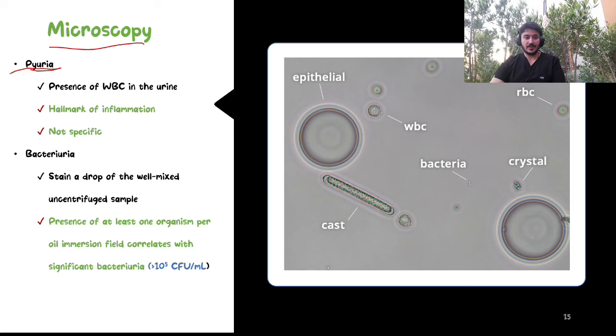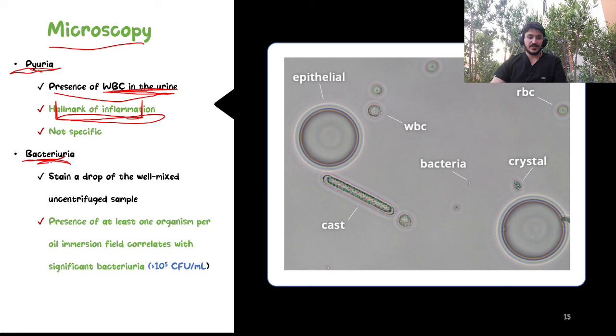Pyuria is basically pus in the urine, or in other words, the presence of WBCs in the urine, because pus is produced by WBCs. It's a hallmark of inflammation. It doesn't necessarily mean it's a UTI, but it should be present if there is a UTI. So every UTI has pyuria, but not every pyuria is a UTI.